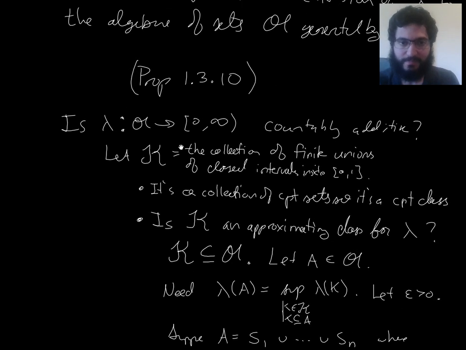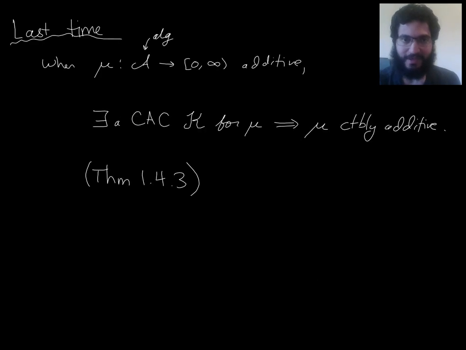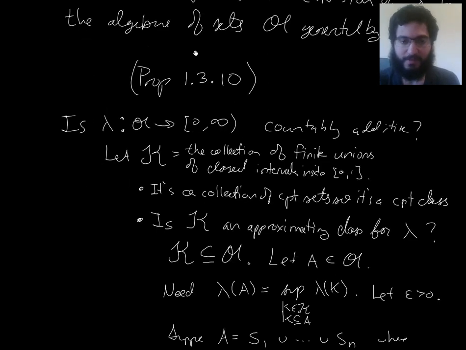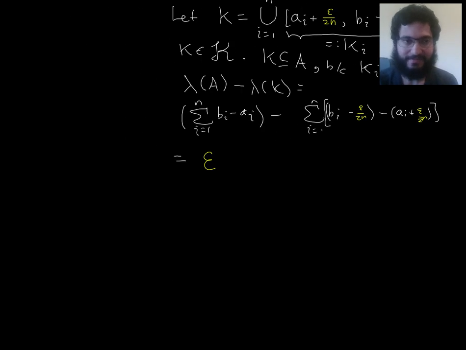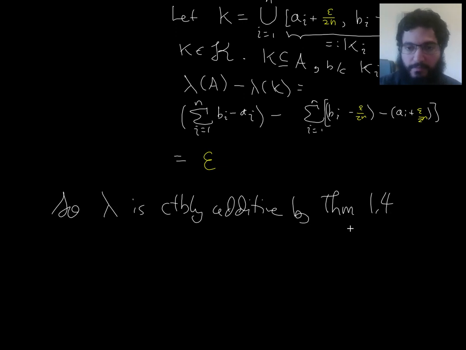So what did we achieve? We have a compact class, fancy K, which is an approximating class for lambda, which is our known additive function on the algebra of elementary sets inside the unit interval. Conclusion, thanks to theorem 143 from last time, lambda is countably additive by theorem 143. Which is pretty exciting.